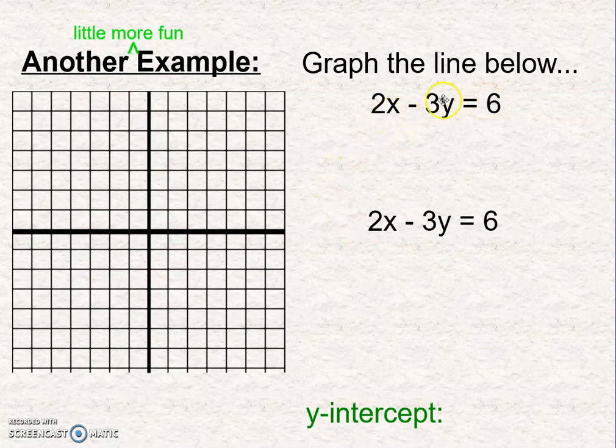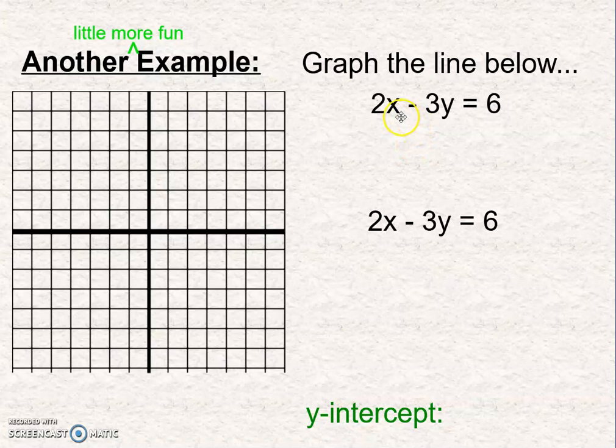If I asked you to graph this line. Now this line right here, 2x minus 3y equals 6, this is not ready to be graphed. It is not in slope-intercept form. It happens to be in standard form. Notice there are no fractions. The x's come first, followed by the y's, and the constants are over here by themselves.